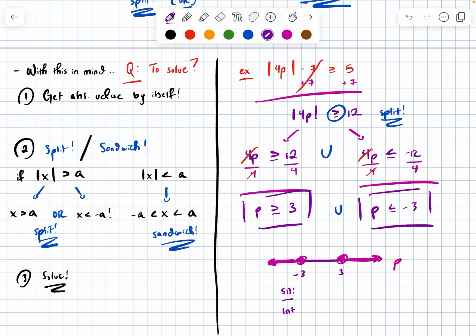Let's write our set builder and interval notations. For set builder, again, we always start with our squiggle. Here, as much as I would like to, I can't use my shorthand because I've shaded in some stuff on my number line. So I'm going to use my more annoying, longer one. I'll say p is greater than or equal to positive 3 or less than or equal to negative 3.